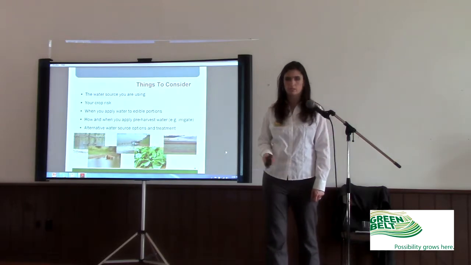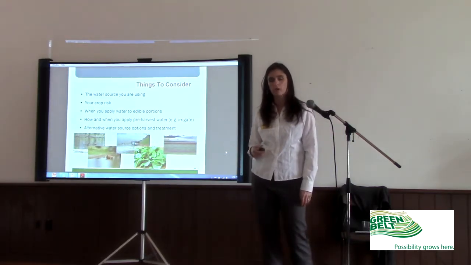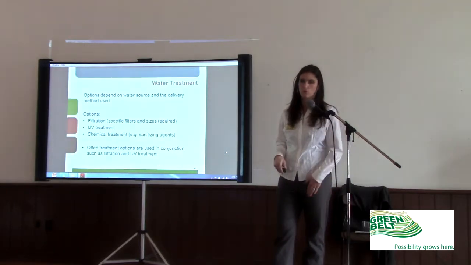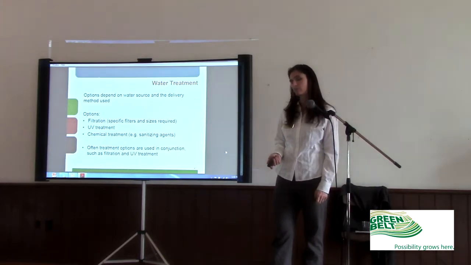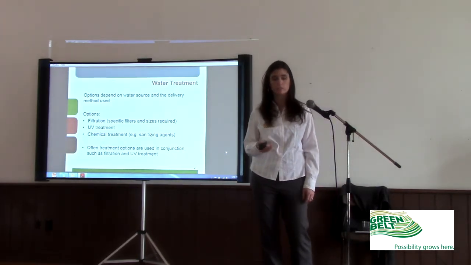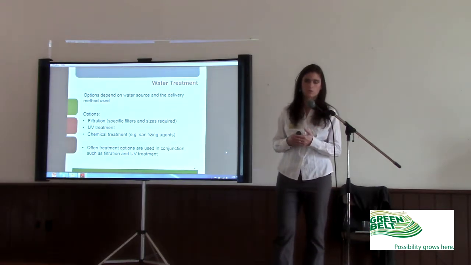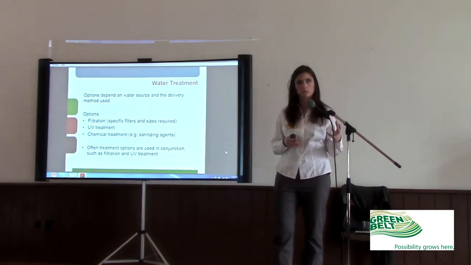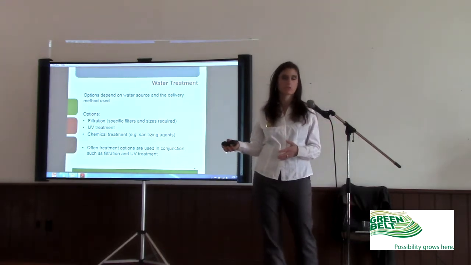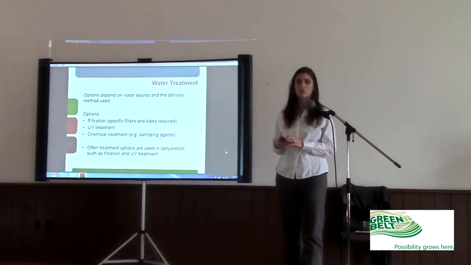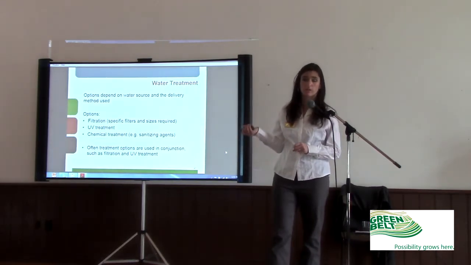So things that you want to consider: crop risk, how you apply your water, when you apply, and then your water sources. Water treatment's another thing, especially if you're using a cistern or a holding tank; there are some options for water treatment. I realize with agricultural water it's a little more tricky than with a contained system for post-harvest water. But there are different things, and like you saw in that one water test, filtration is a great option.